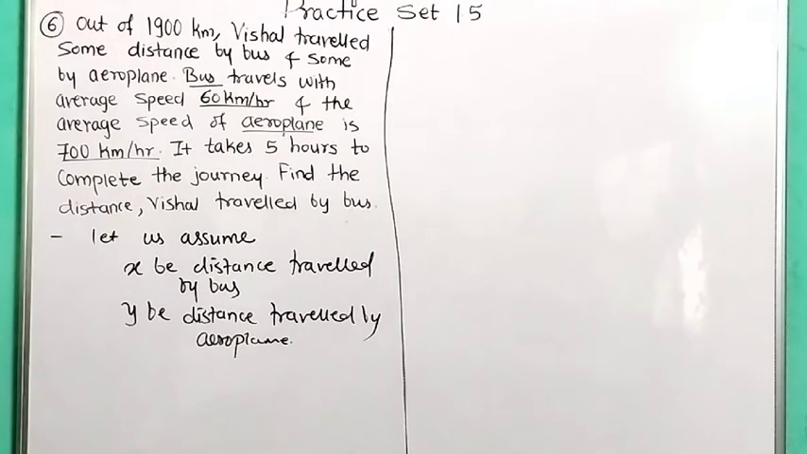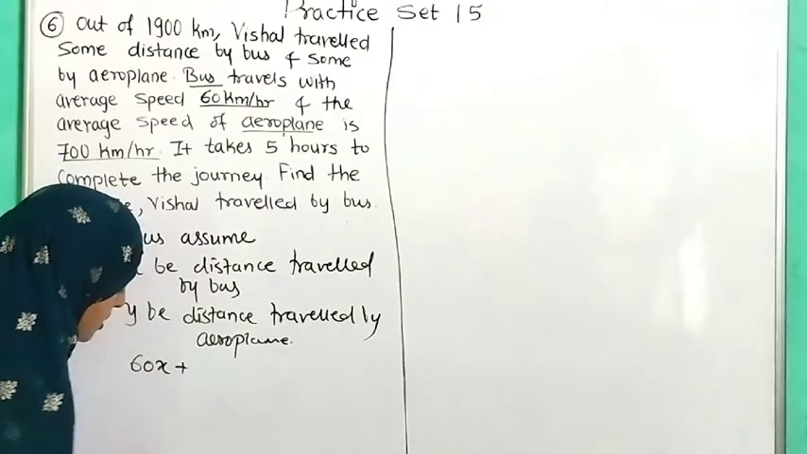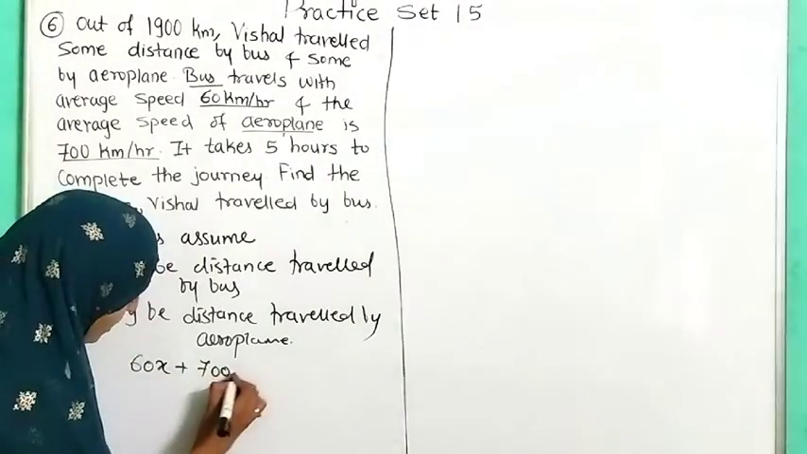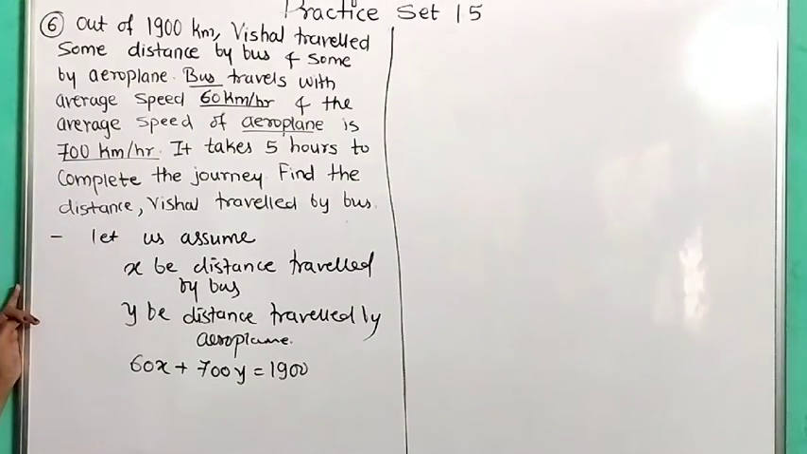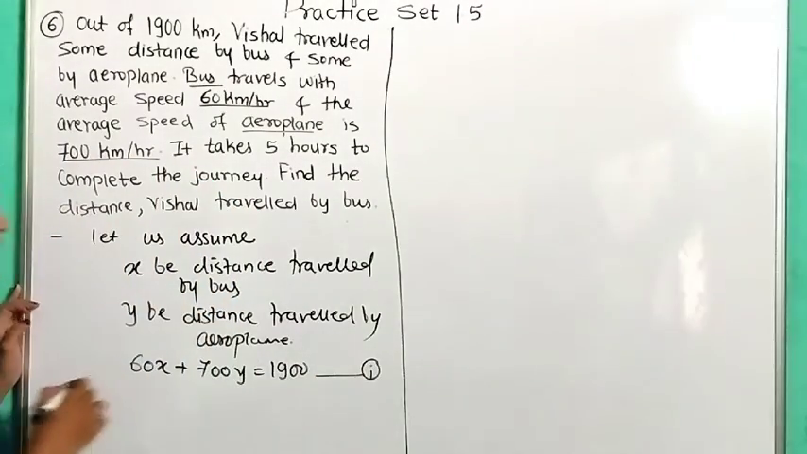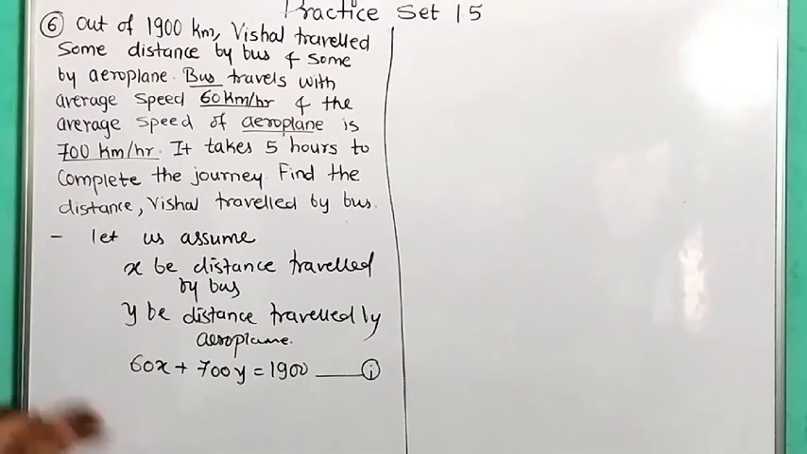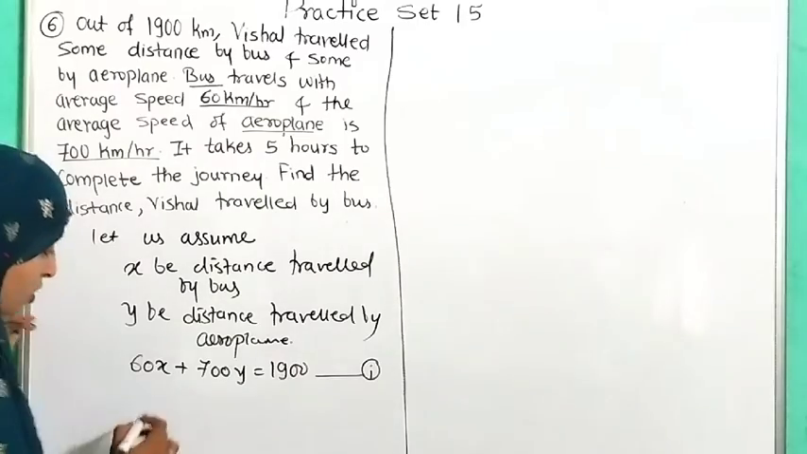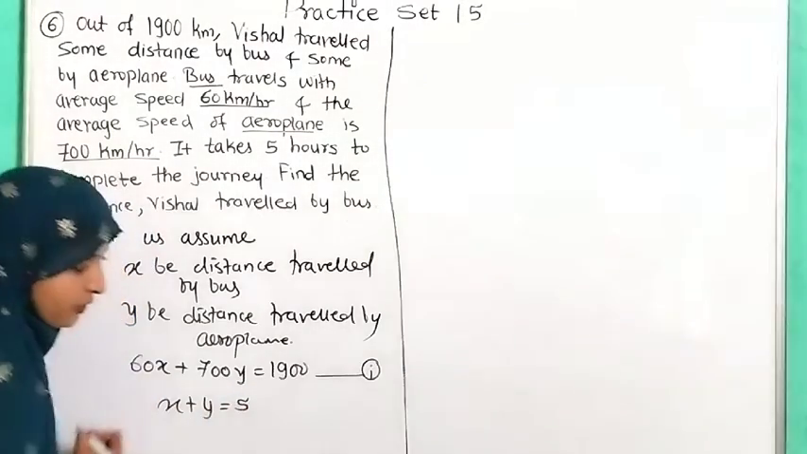So according to the first condition, we come to know that 60x plus 700y is equal to 1900, means 1900 kilometer. This is equation number 1. Now it takes 5 hours to complete the journey. For completing the journey he required bus and aeroplane. So x plus y is equal to 5 hours.